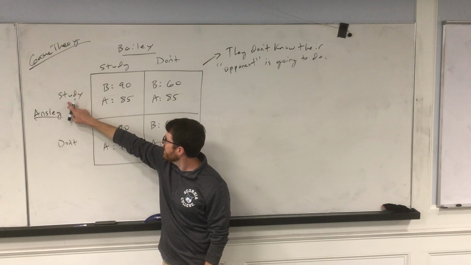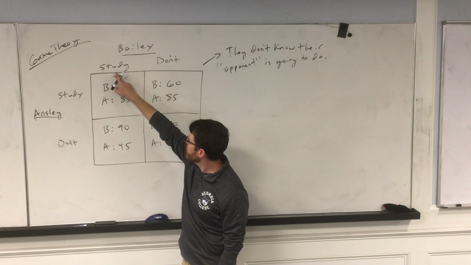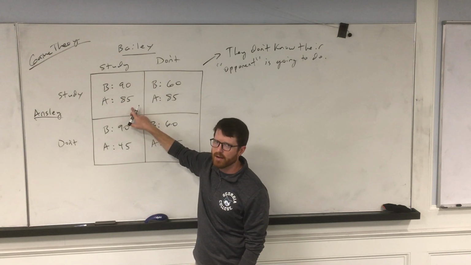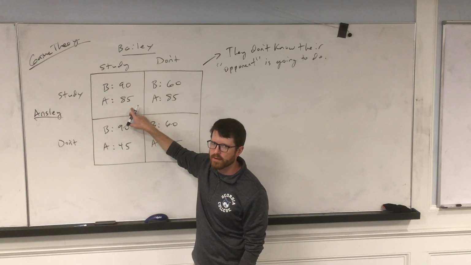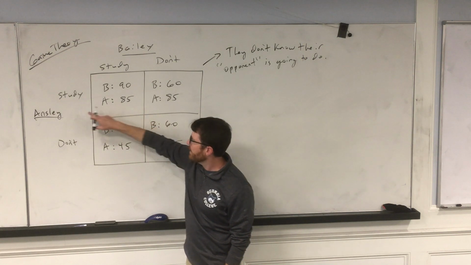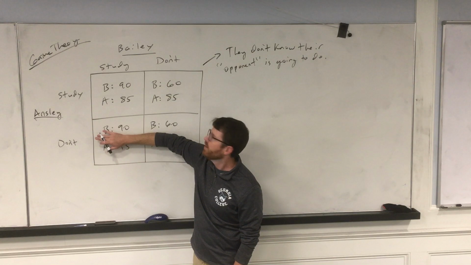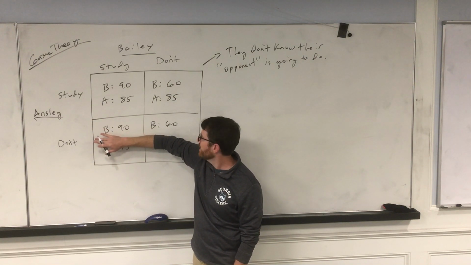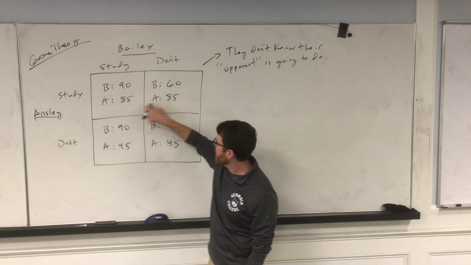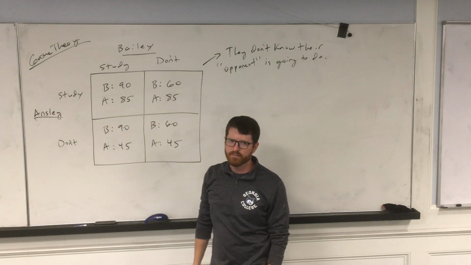If Ansley studies and Bailey also studies, Ansley will get an 85 on the exam. That's the way you read this. Okay. So if Ansley decides to study, there's two possibilities now. Bailey either chooses to study or not study. And in either scenario, Ansley is going to get an 85.